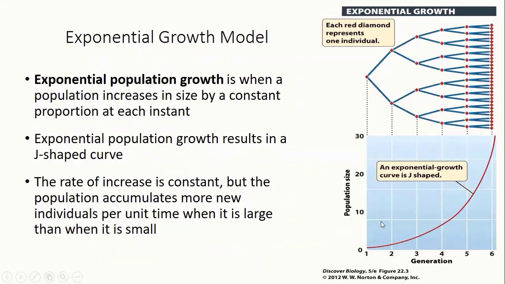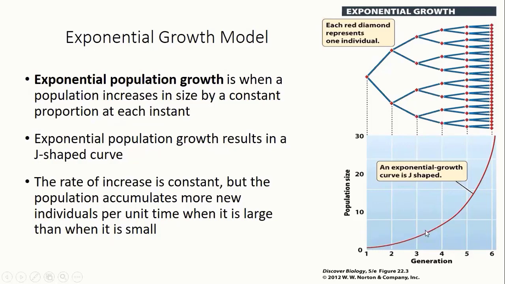But notice how the curve shows their increase. In the beginning, because you have very few individuals, even though they are doubling every generation, so it's still the same rate of increase throughout the curve, there are few individuals in that population to start with, so the growth is slow. So the slope of this curve is mild.